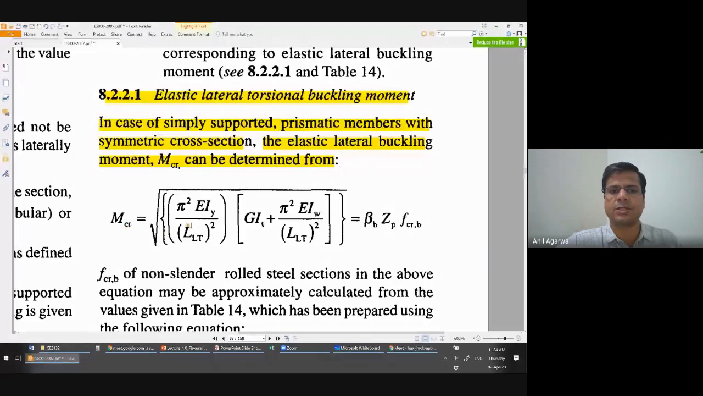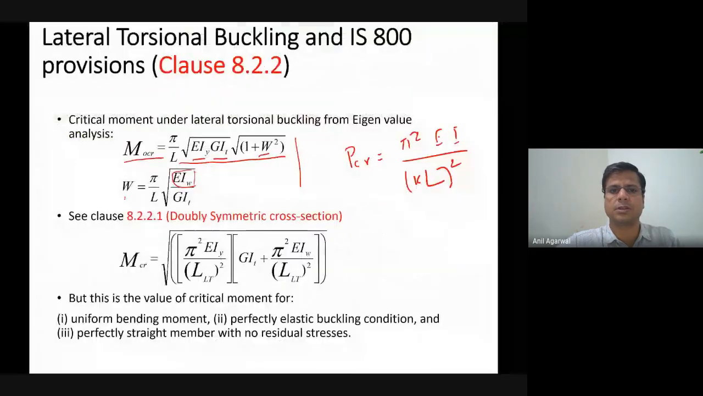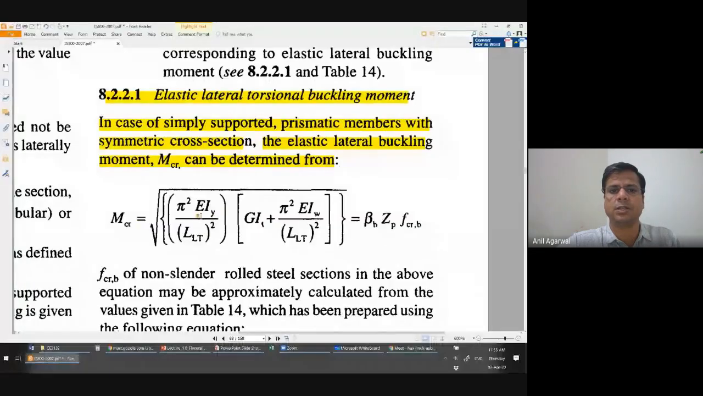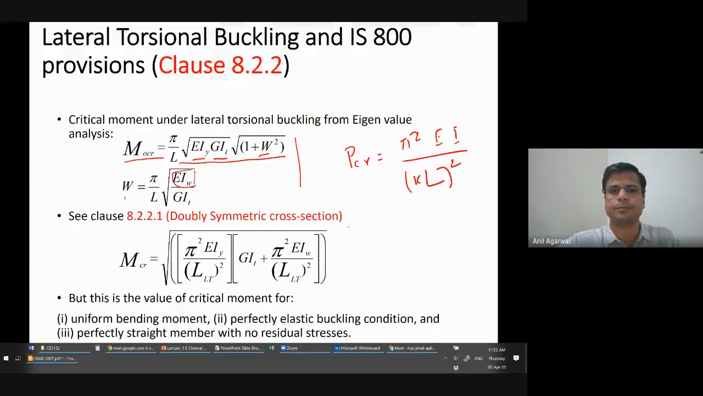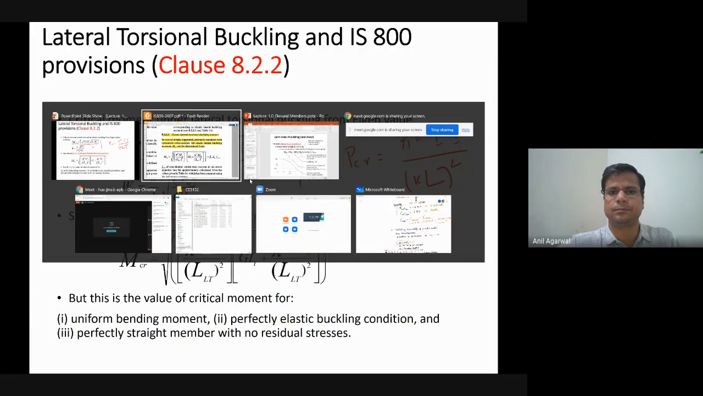Okay, so the expression is given here. That is exactly the same expression that is given here. M critical is equal to pi by L square root of EI by GT. You just need to rearrange some terms, and you will get that expression. Okay, all right. Any questions? No?